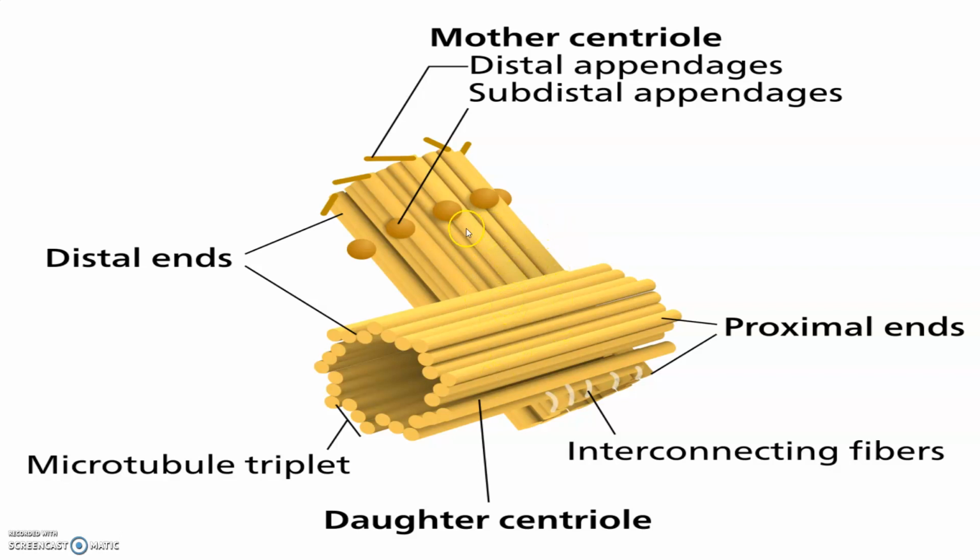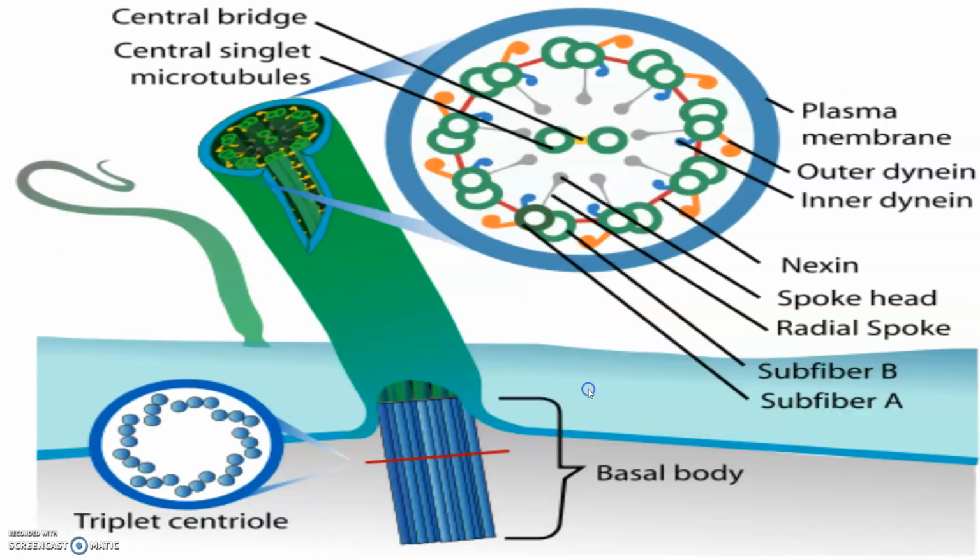So here you can see the structure of the centriole. These are the centrioles, a mother centriole and a daughter centriole, with interconnected fibers at the proximal and the distal ends with the microtubule triplets. The adjacent triplets are also linked, and the central part of the proximal region of the centriole is proteinaceous, which is called the hub. Like here, this is called the hub, and these are the triplets of the centriole.